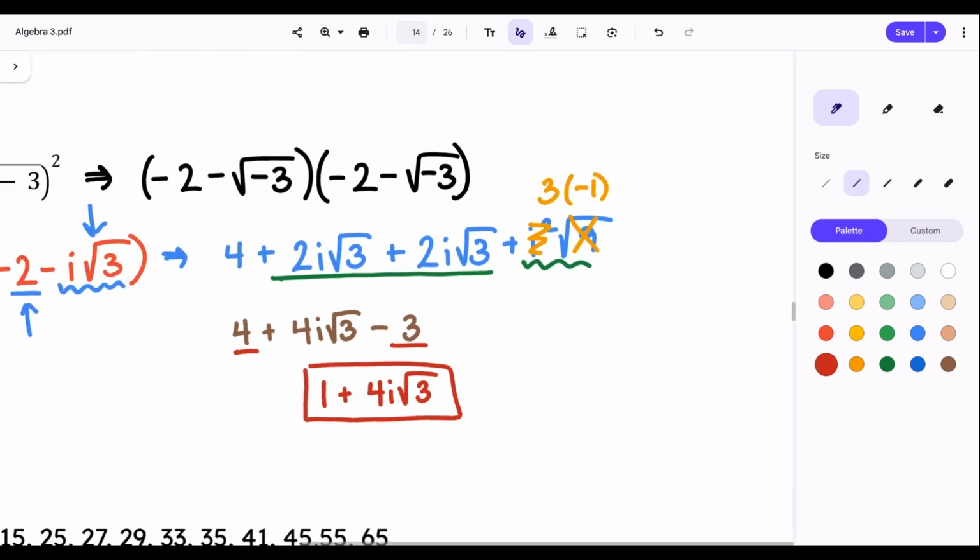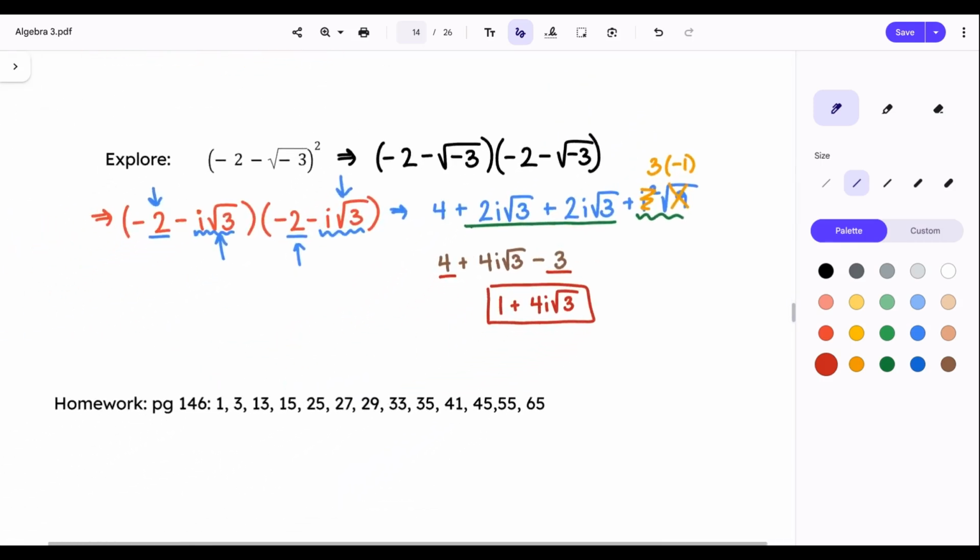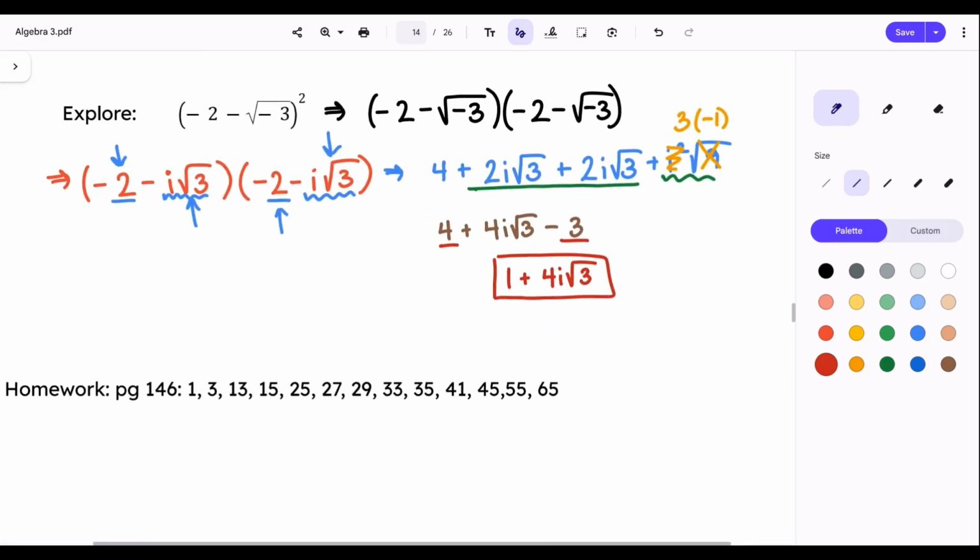So I'm going to zoom out there, kind of big picture of everything. Do you guys have questions on that problem?